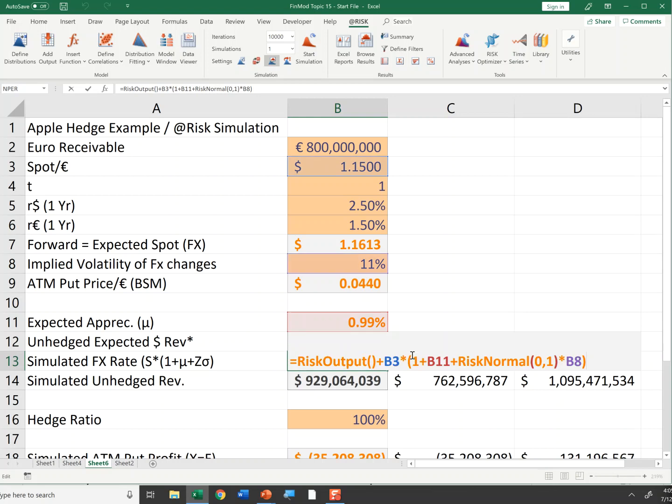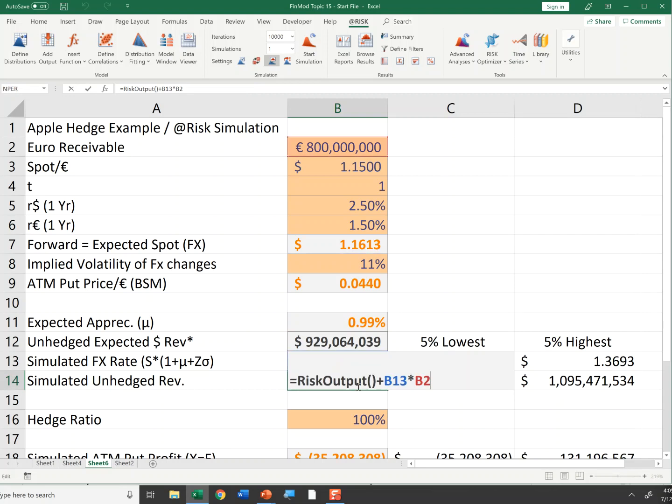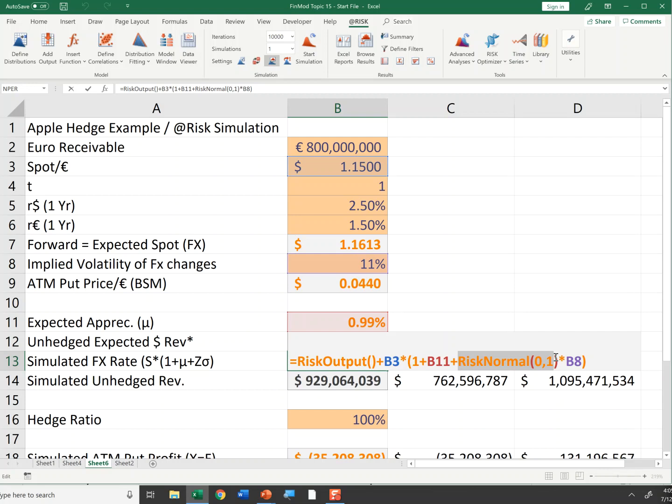However, I'm going to simulate the spot price next year. If I take the current spot price, 1.15, times 1 plus that 1% increase, and then I assume that changes in the exchange rate are normally distributed and follow a random walk process, I'll take the current spot price of the exchange rate times 1 plus the expected appreciation plus a random z variable, that standard normal random variable, times the volatility. This is now my random walk model of exchange rates. And notice the RiskNormal(0,1) is the z variable using @RISK.